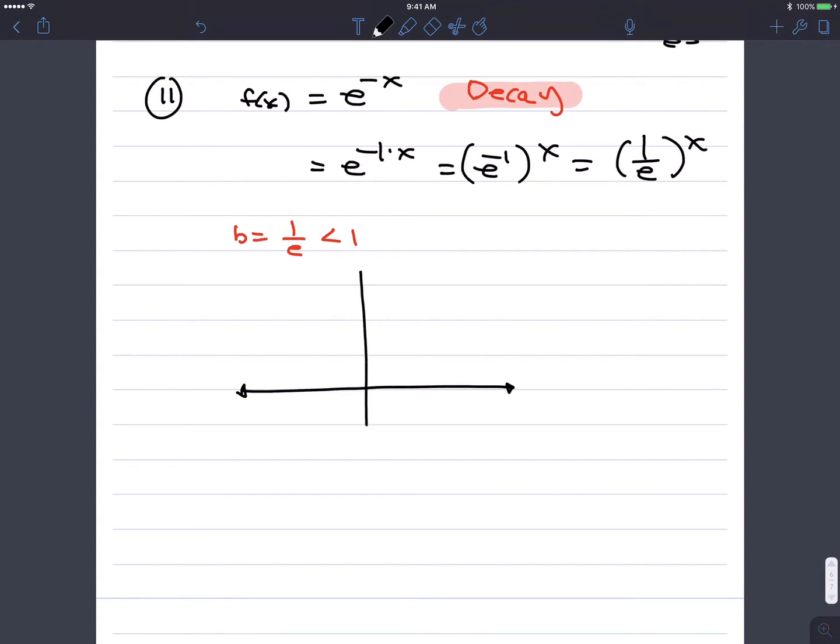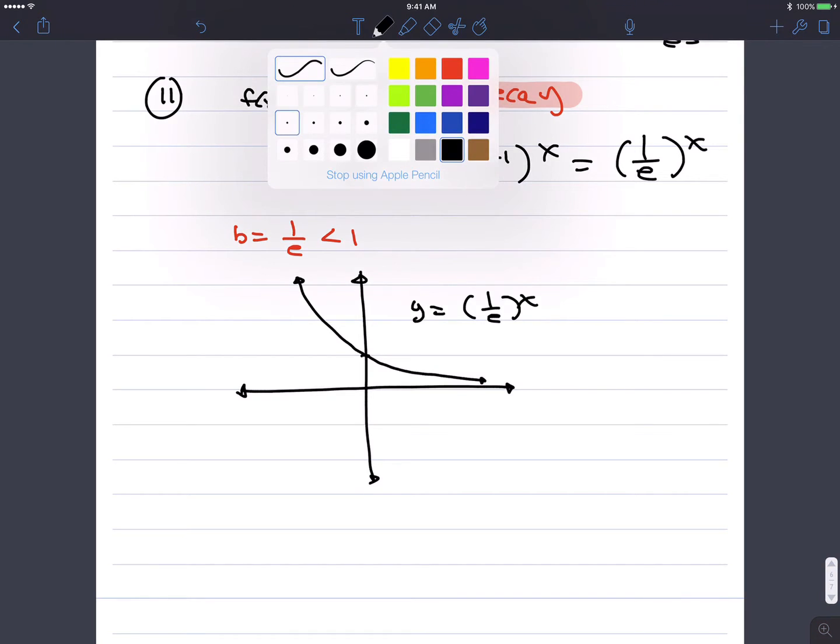So let's sketch a standard decay curve, and it goes through (0, 1). Now let's try to sketch this. I'm not the best sketch. Here it looks pretty good. This is okay. This is the function 1 over e to the x. And yes, this is a decay curve.